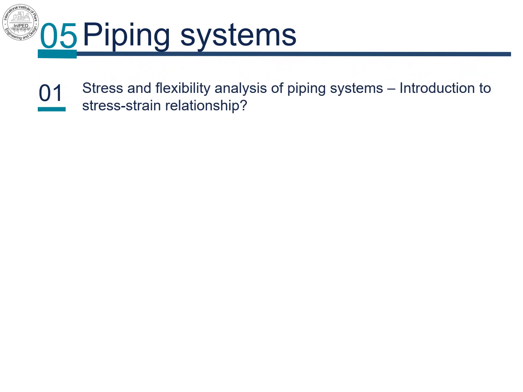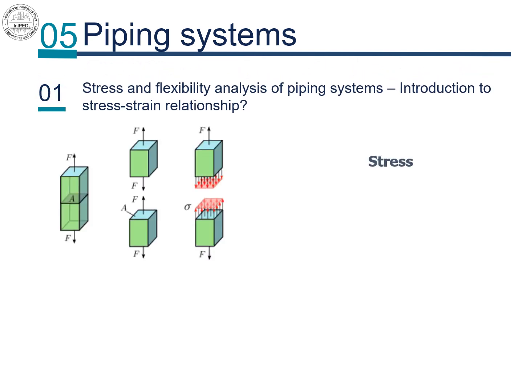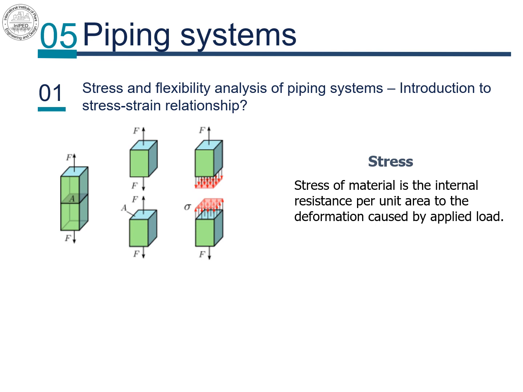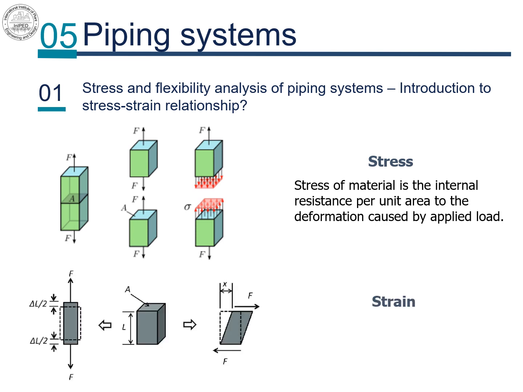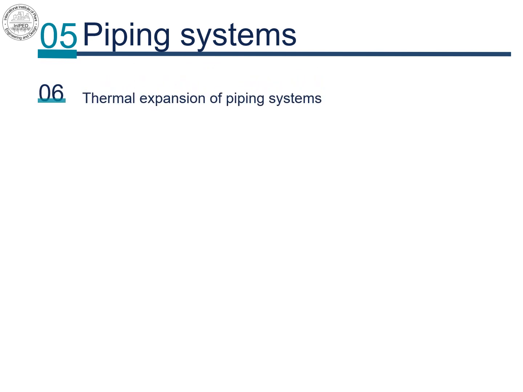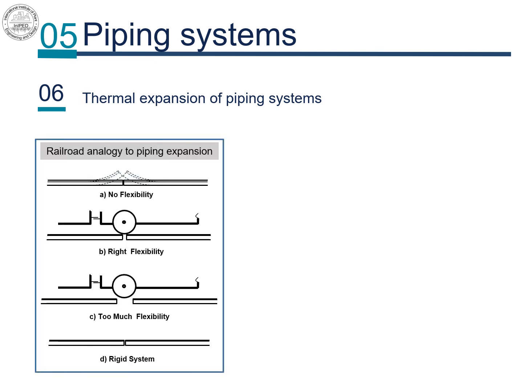As mentioned earlier, stress of material is the internal resistance per unit area to the deformation caused by applied load. Strain, however, can be defined as unit deformation, also caused by applied load. Thermal expansion of piping systems would be best described in analogy with railroads design, on the following diagram.